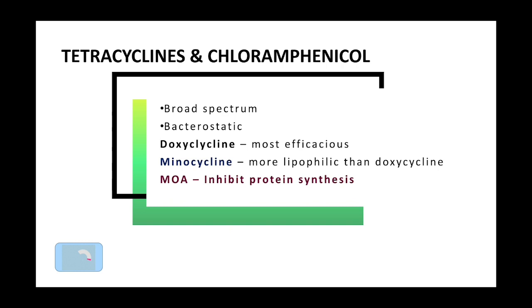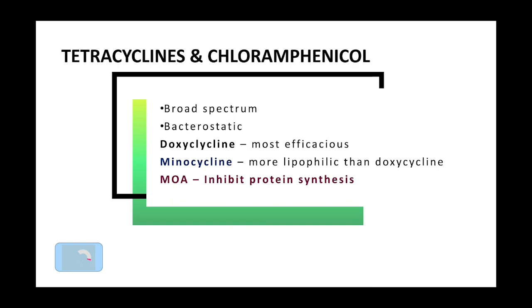Now let's have a discussion about tetracycline and chloramphenicol. Tetracycline is a broad spectrum bacteriostatic agent. Similarly, chloramphenicol is also a bacteriostatic and broad spectrum agent. The tetracyclines usually consist of doxycycline, minocycline and tetracycline. The spectrum of activity of all these drugs is almost the same. Minocycline has higher lipophilicity than doxycycline. However, doxycycline is more efficacious than minocycline and tetracycline.